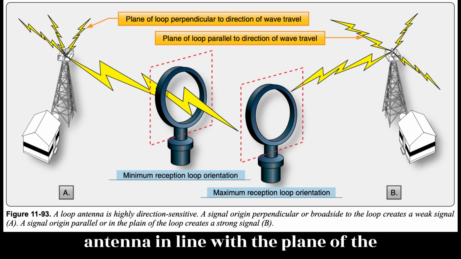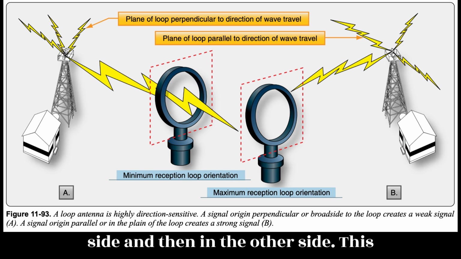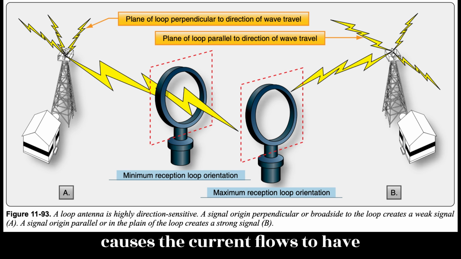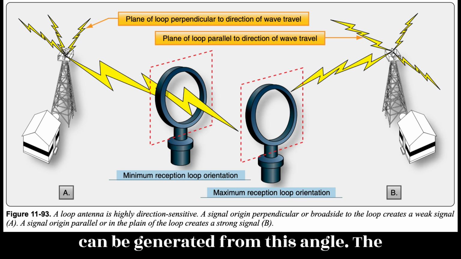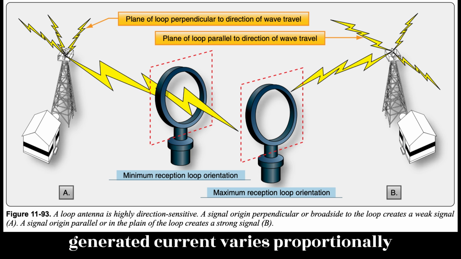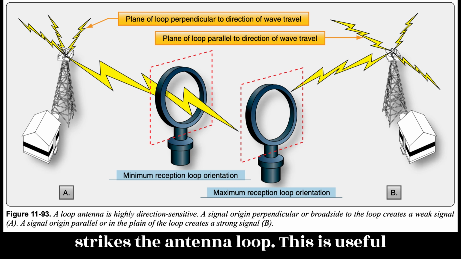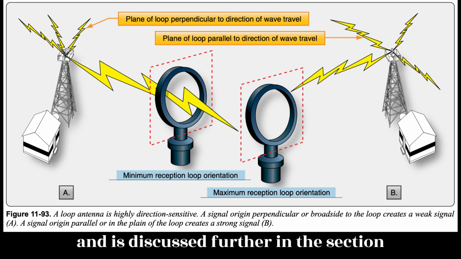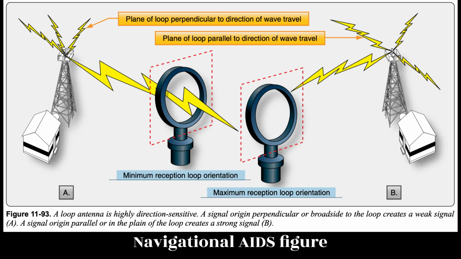When a radio wave strikes the loop antenna in line with the plane of the loop, current is generated first in one side, and then in the other side. This causes the current flows to have different phases and the strongest signal can be generated from this angle. The phase difference and strength of the generated current varies proportionally to the angle at which the radio wave strikes the antenna loop. This is useful and is discussed further in the section on Automatic Direction Finder, ADF, navigational aids. Figure 11-93.